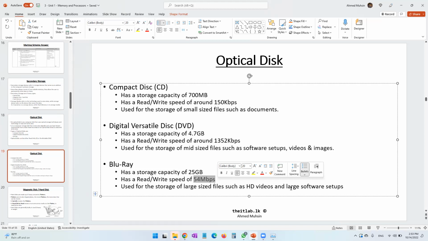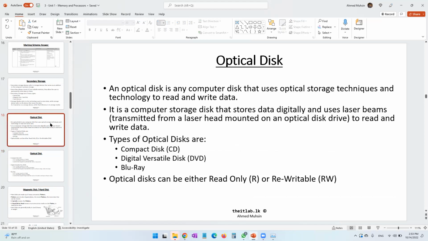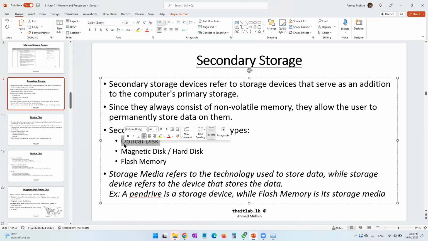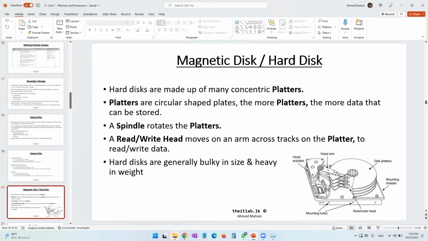Right. Next, we move on to magnetic discs, okay? So we just completed optical disc. We completed our first secondary storage, and now we move on to the second one, which is magnetic disk, or you can refer to them as hard disks. Okay. So hard disks are made up of many concentric platters. Platters are like round shaped metal plates. As you can see over here, guys, these are your platters.